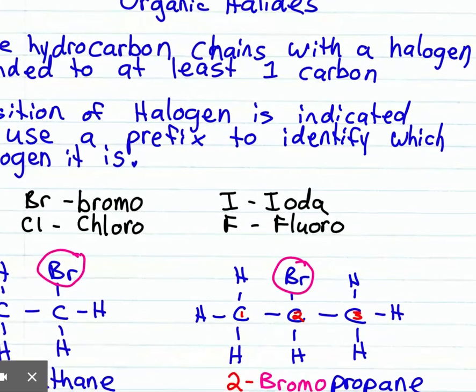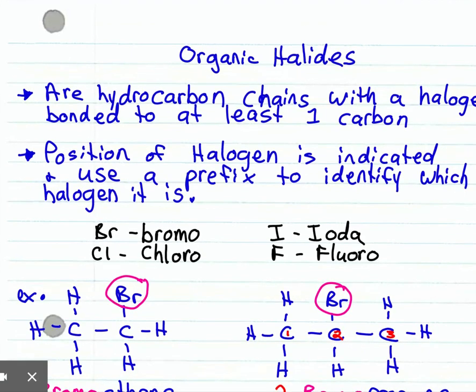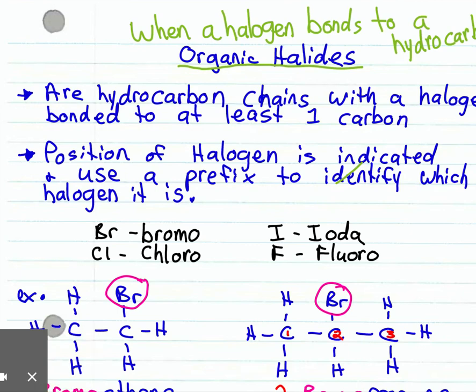All right, we are going to look at just quickly what happens when a halogen bonds to a hydrocarbon. When a halogen bonds to a hydrocarbon, it's called an organic halide. So, an organic halide is a hydrocarbon chain with a halogen bonded to at least one carbon.